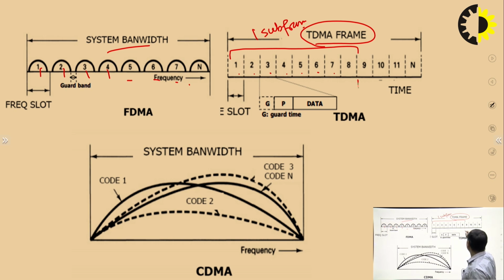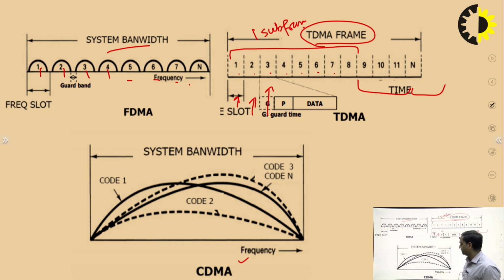Similar to that, we have multiple subframes, and combining all the subframes is called one frame, right? So in the TDMA system, we transmit the data by using different time slots, right? So time slot 1, time slot 2, time slot 3 and so on. Then we have the CDMA system.